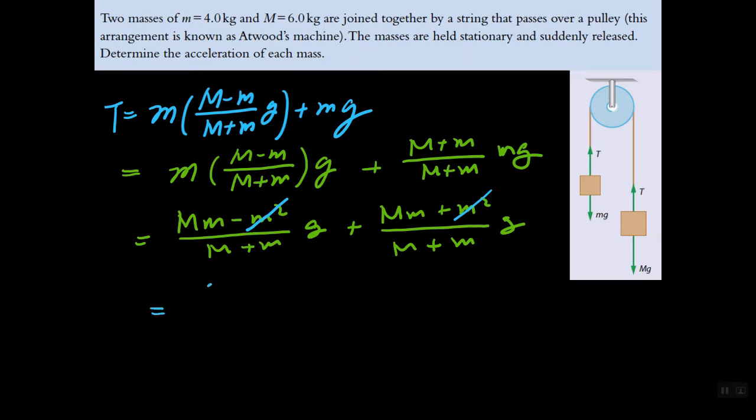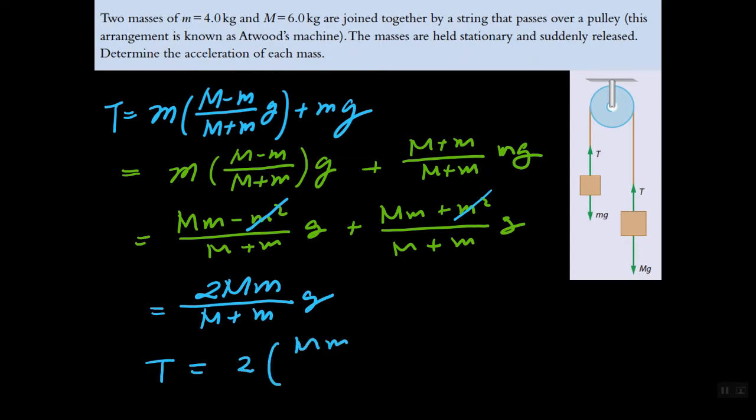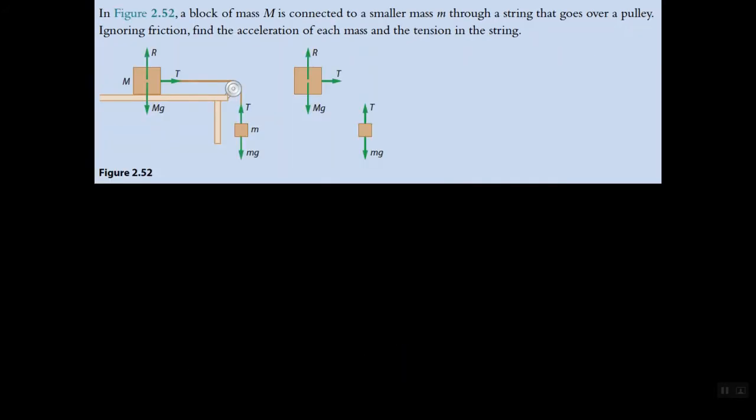That gives us 2Mm over M plus m times g. Let us take out the 2 as a common factor: 2 times Mm over M plus m times g, and that is the tension.